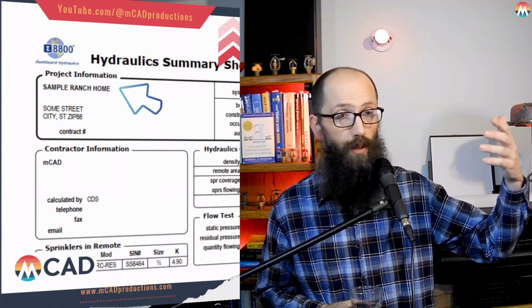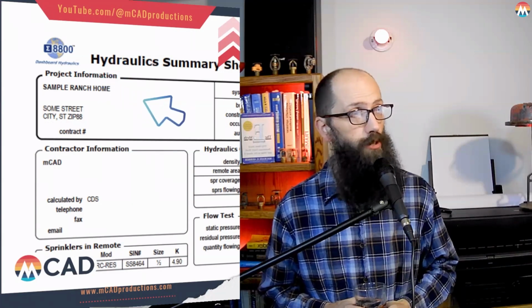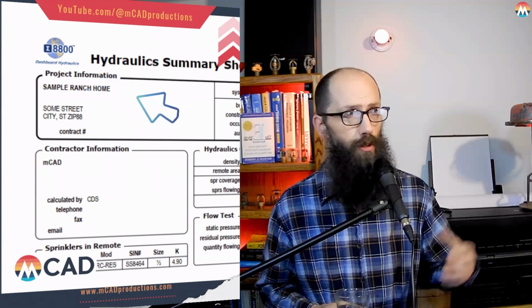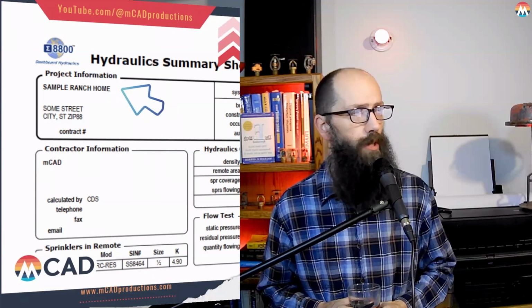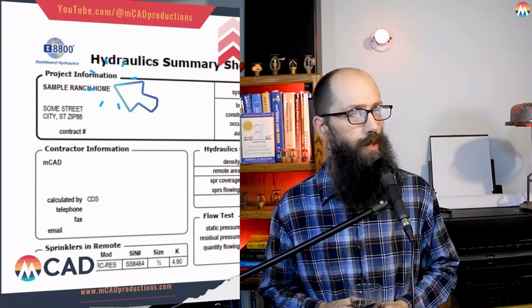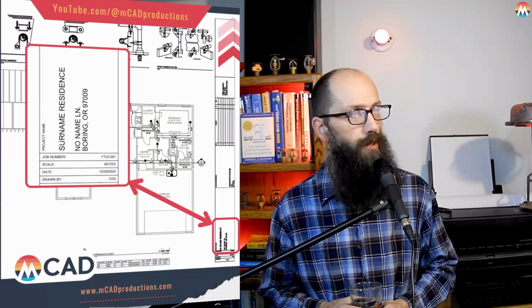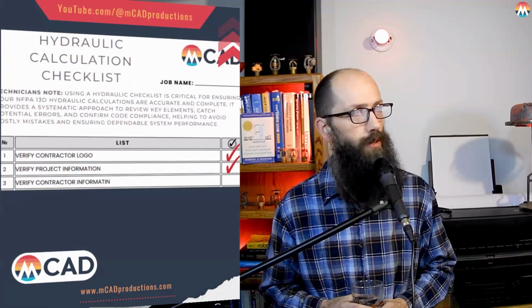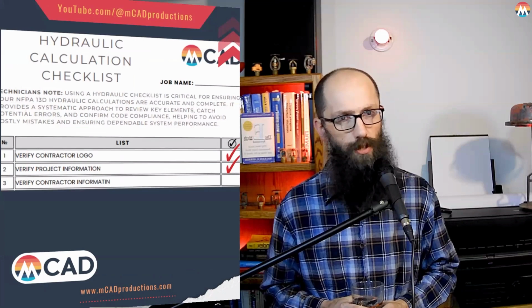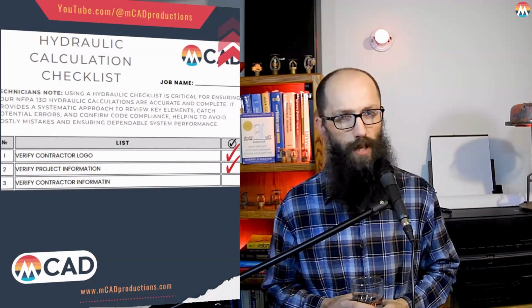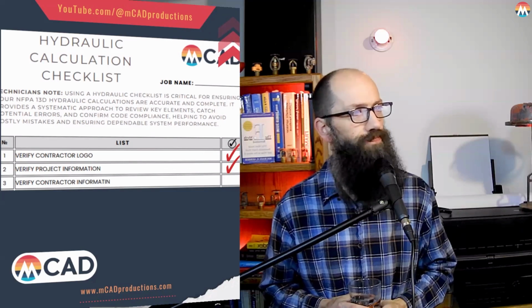So we're always going to have project information. And in this case, we're working on our sample ranch home for the class project. As I'm looking at that, it doesn't quite match our address on our drawing. And that's really what we would be looking for. What's most important is just that we have continuity with our calculations and our drawings.